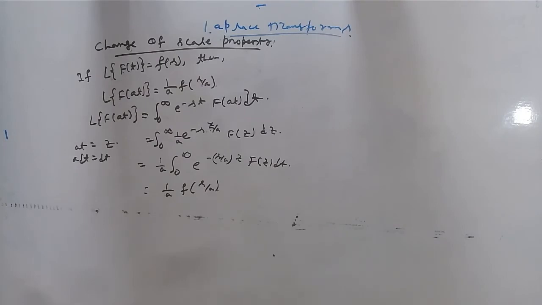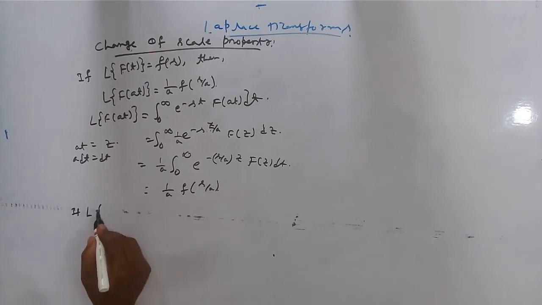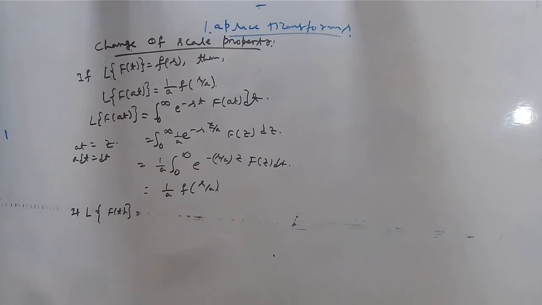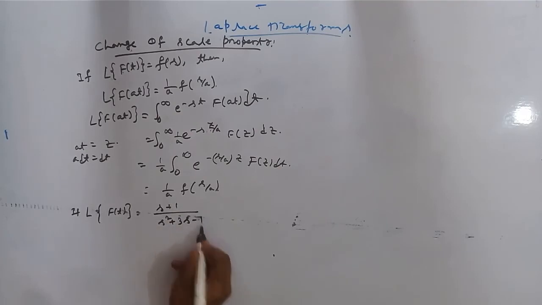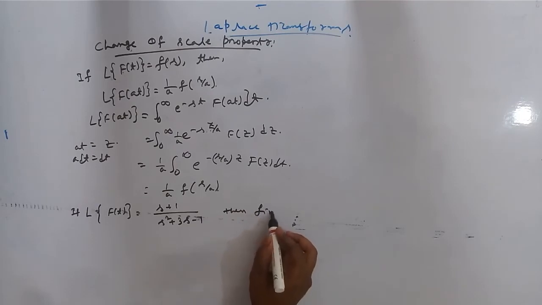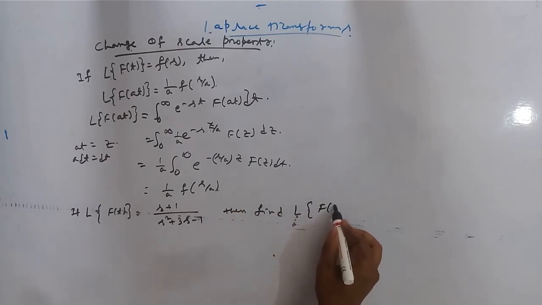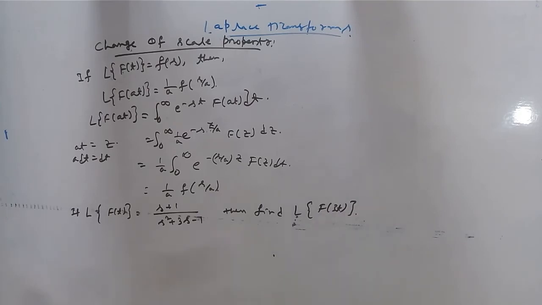Now I'll give you two examples of change of scale property to make you understand better. First example: if L of some function f(t), the function is not given, but the Laplace transform of f(t) is given as (s plus 1) by (s square plus 3s minus 1), then find L of f(3t). It is clear that we have to use change of scale property because t has been multiplied by a constant a. Here a is 3.